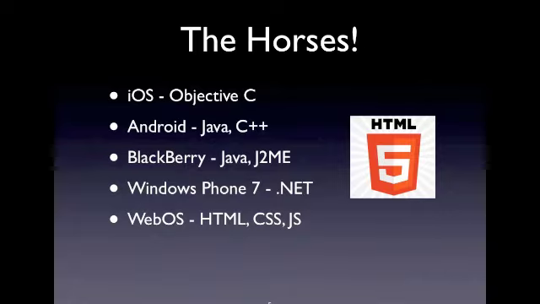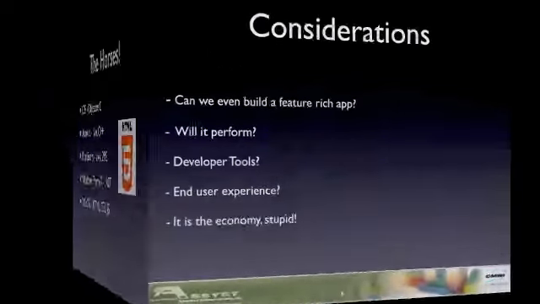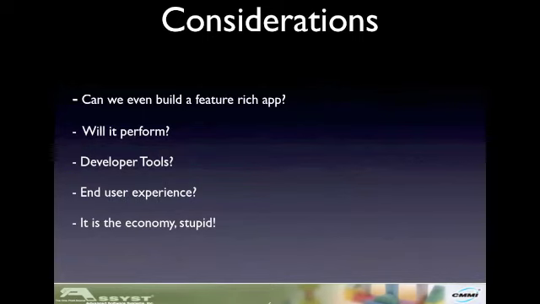Now, this talk serves as a framework on how to make these decisions. So, the first thing is to understand what the different decisions involved are. The considerations are: can we really build a feature-rich app using HTML5? Even if we build it, will it perform? What will the developer tools look like? What is the end user experience? And finally, can we make money? It's the economy, stupid. So let's take these considerations at a deeper level.